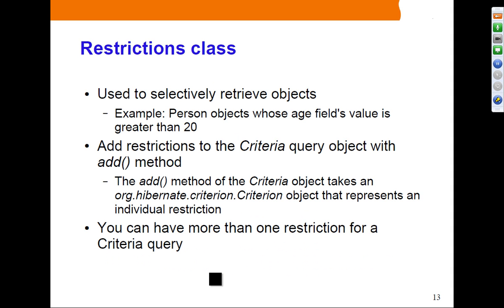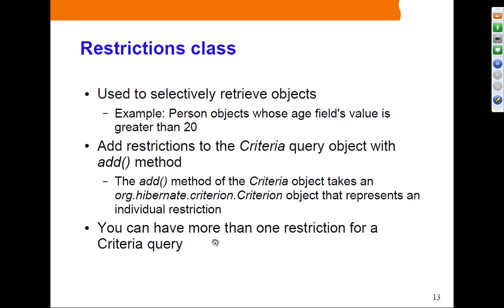So the Restrictions class is used to selectively retrieve objects. For example, I'd like to retrieve all the person entries whose age field is greater than 20. Okay, so basically person objects whose age field's value is greater than 20.